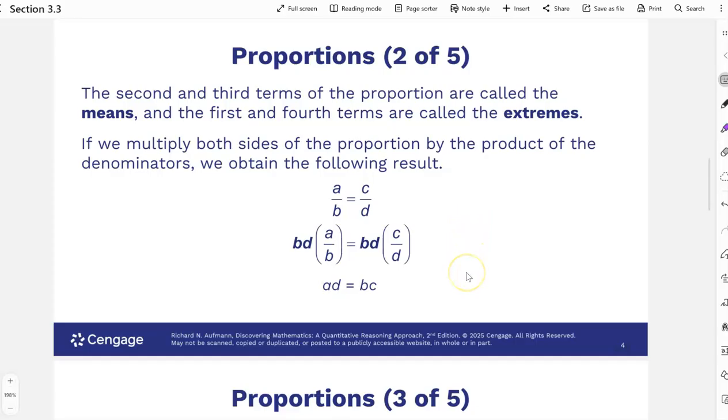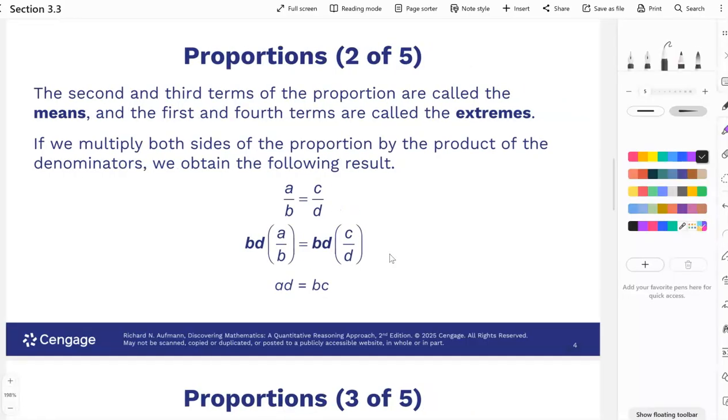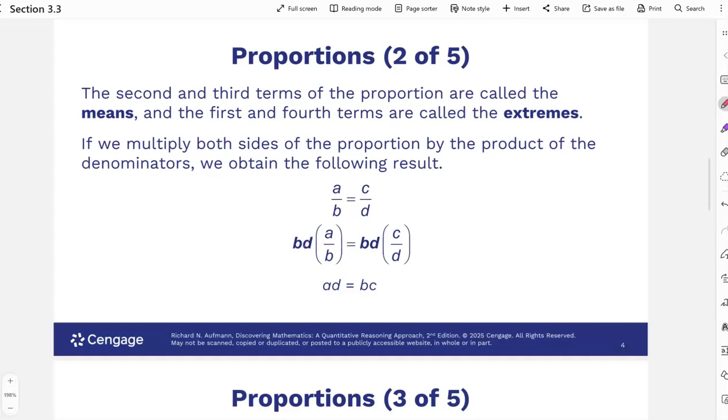One way to simplify a proportion is to think about finding that least common denominator. So if we were to find the least common denominator here, it would be BD. So I can multiply both sides by BD. And look at what happens when we do that. You see how that B is going to cancel with that B, and that D cancels with that D. So you end up with AD is equal to BC.